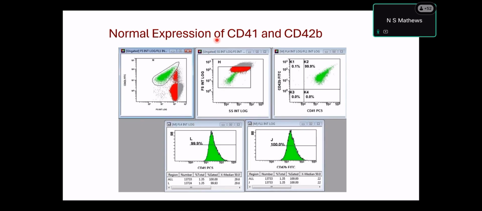So in a normal control, we always run it along with the patient. In a normal control, if you use CD41 and CD42B, you expect to see 100% expression of your platelets, 100% of your platelets showing expression for both CD42B and CD41. Whether you look at it in scatter plot form or histogram form, you will find 100% expression in a control, because we run a control along with the sample.